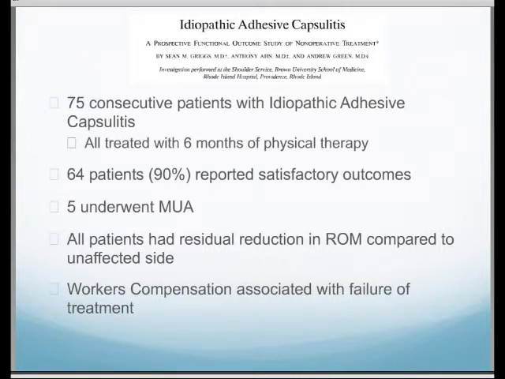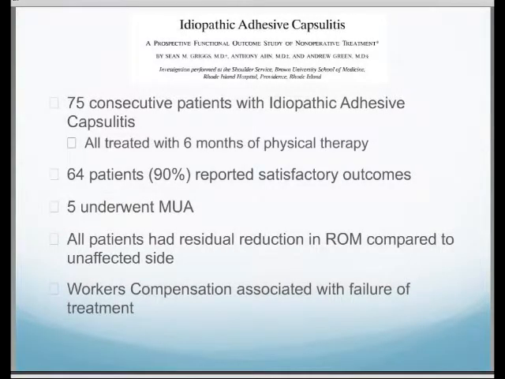So 75 consecutive patients with idiopathic adhesive capsulitis, all treated with a minimum of 6 months of physical therapy alone. And 64 of those patients, so 90%, had a satisfactory outcome. That was partially on their own interpretation of the results, as well as some functional scores. 5 of these patients went on to have a manipulation under anesthetic. And all 75 patients did have a residual loss of range of motion in the affected shoulder compared to their unaffected shoulder.